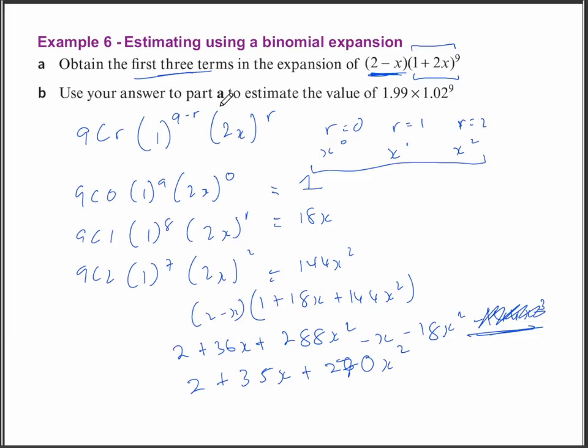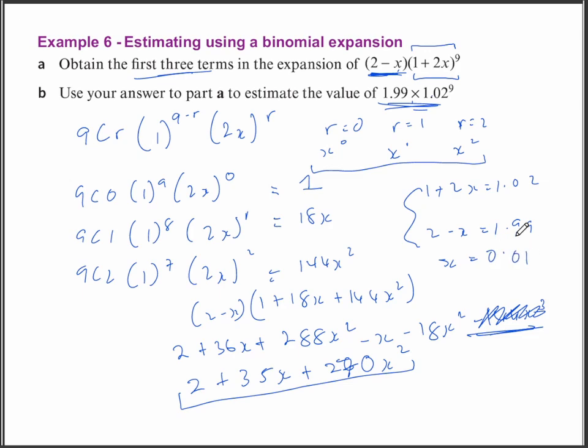Then they tell us to use the answer to part A, which is this right here, to estimate the value of this. Now if you see this, it's exactly a carbon copy of this, just that now we have a value of x. And that value of x we can find because 1 plus 2x equals 1.02 and also 2 minus x equals 1.99. And both of these give us that x equals 0.01.